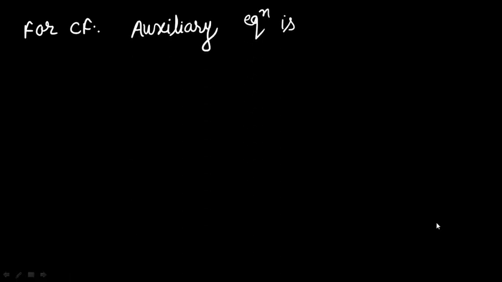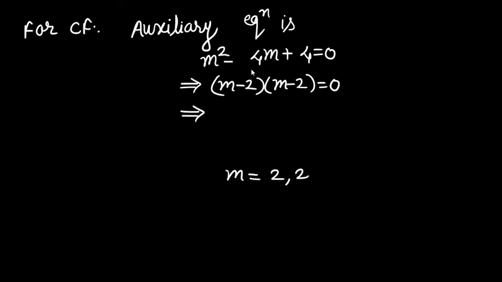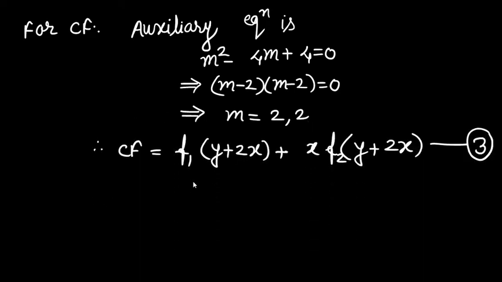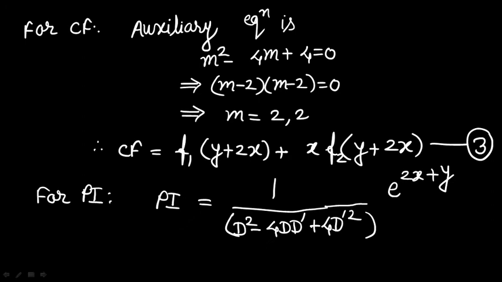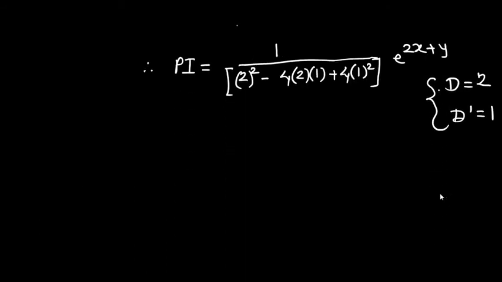Now the solution of equation 1 is z equal to CF plus PI. First find CF. The auxiliary equation is this. We simplify this equation and find the roots. Roots are m equal to 2, 2. That means we apply case 2 for writing CF, with the repeated value 2, therefore CF is given by equation number 3. Now find PI. PI equals 1 upon this term, e to the power 2x plus y. Here we have e to the power 2x plus y, therefore we apply case number 1 by substituting D equal to 2 and D dash equal to 1.